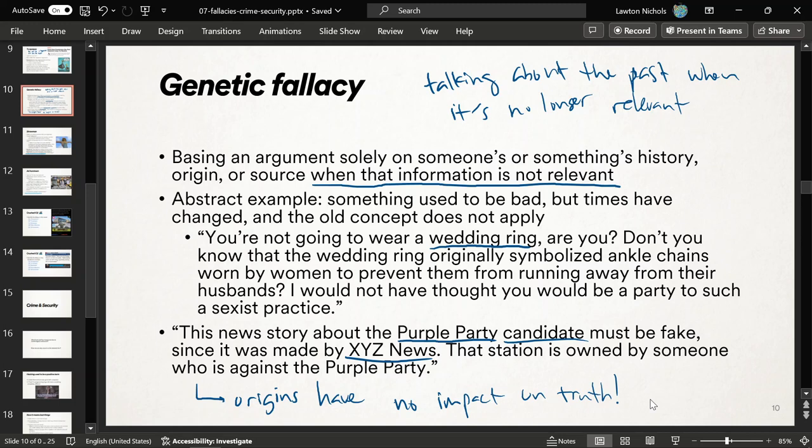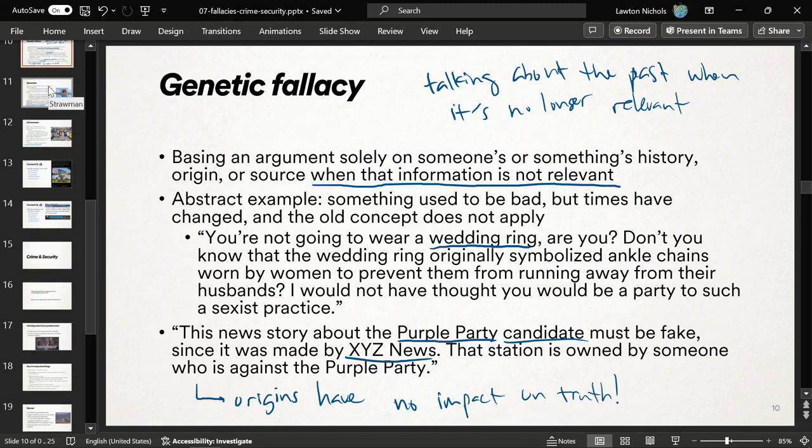I think you could go there. I could see that. Yeah. Like you have this bias against wedding rings, this bias against this news channel, and so you don't want to agree with them. Yeah, I could see that happening. It could definitely be tied into bias. Absolutely. That's a good thought. Any other comments, questions?